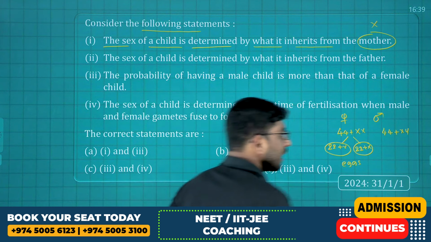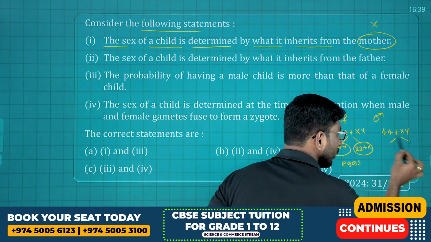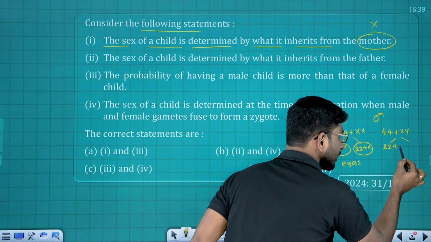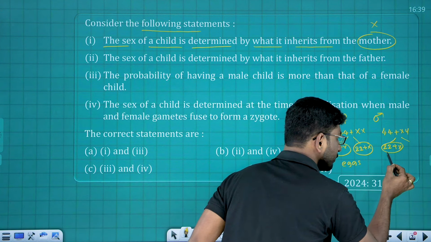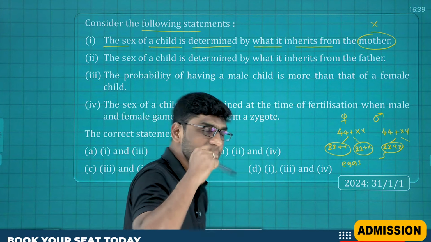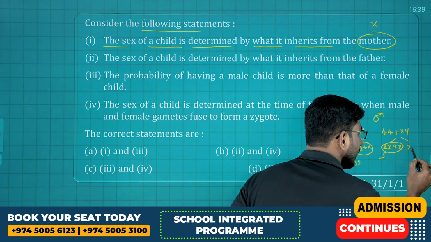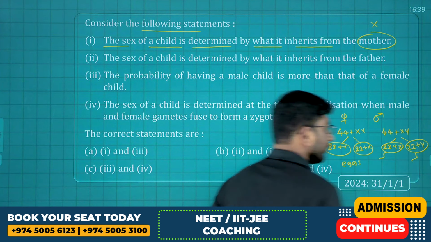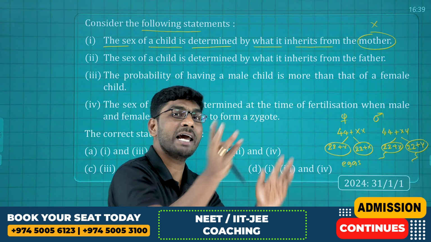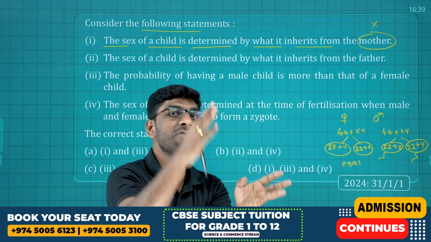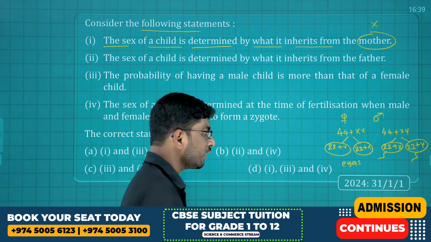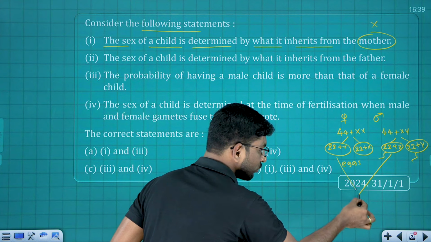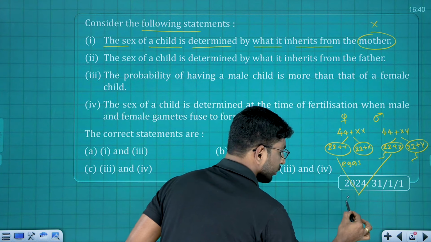What about the male? When sperms are forming, look at the half of the chromosomes, 22 autosomes plus 1 of the sex chromosomes, that is the X chromosome, 1 sperm. Right? The second sperm is what? Tell me, the second type of sperm, 22 plus Y chromosome sperm. This is sperm. You answer me now. 50% X chromosomal sperm, 50% Y chromosomal sperm.